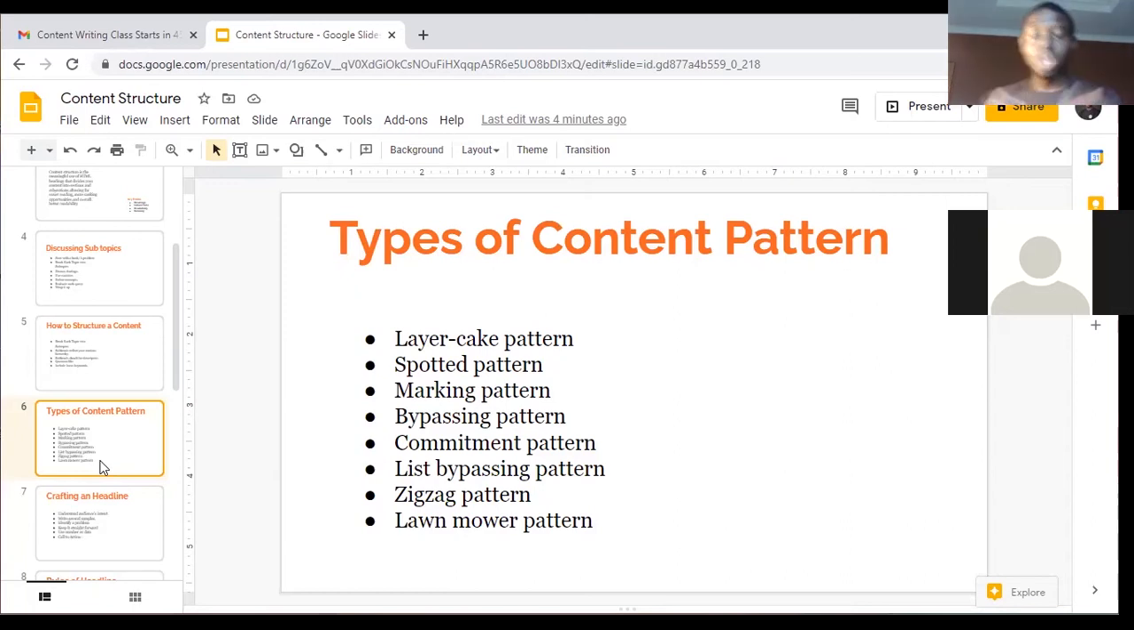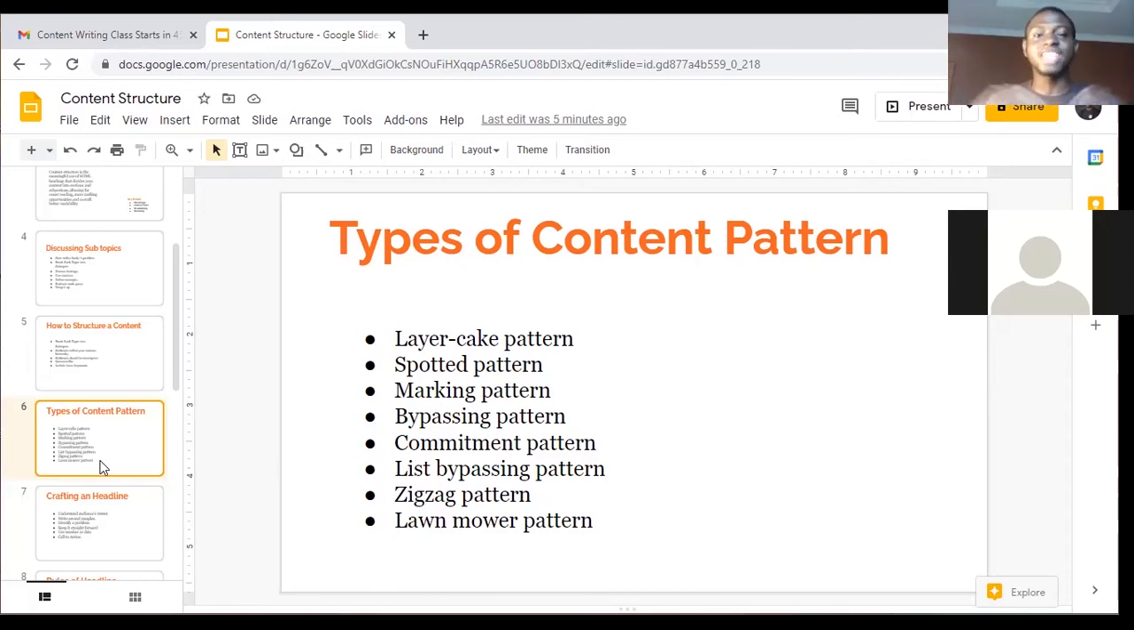So first, we have the layer cake pattern. It says that readers come to read your content, and you should ask what pattern they use to read it. If you know this, it will help you write more effectively. So let's talk about the layer cake pattern.